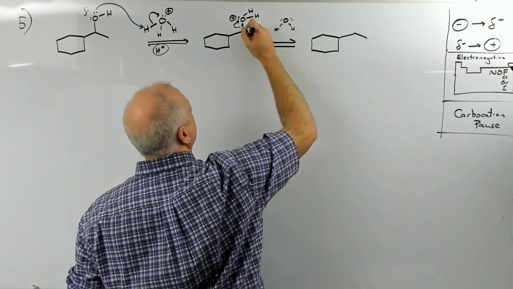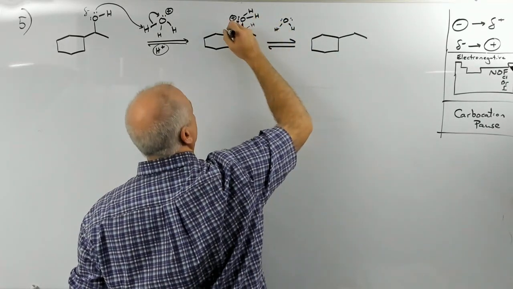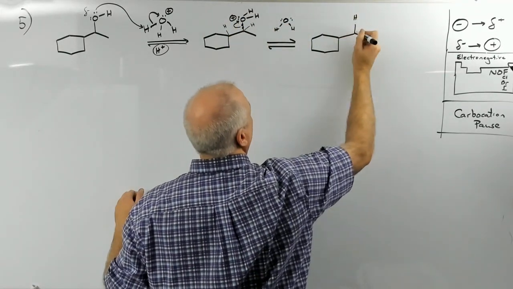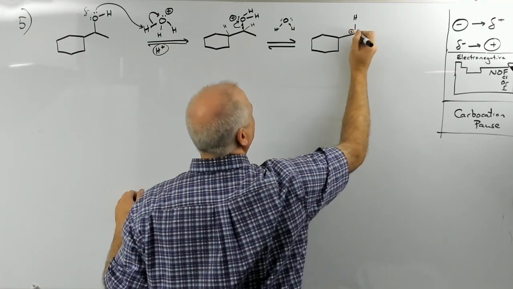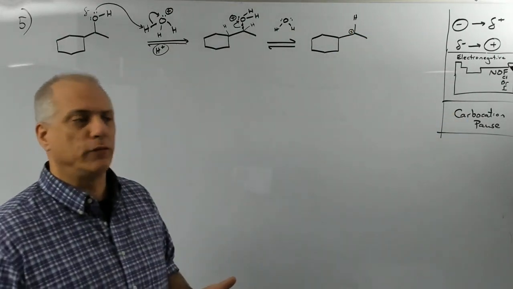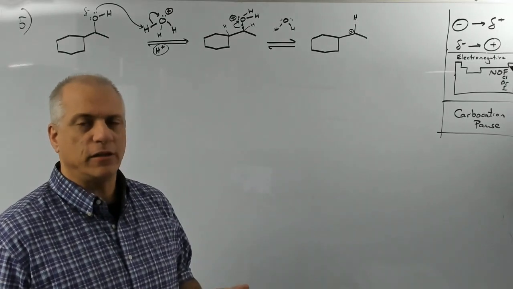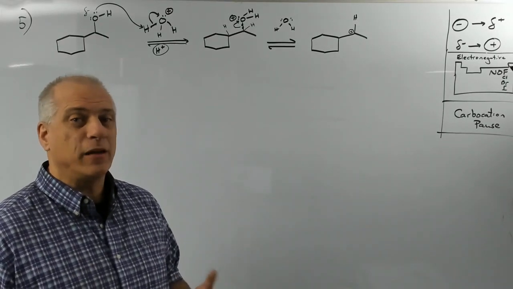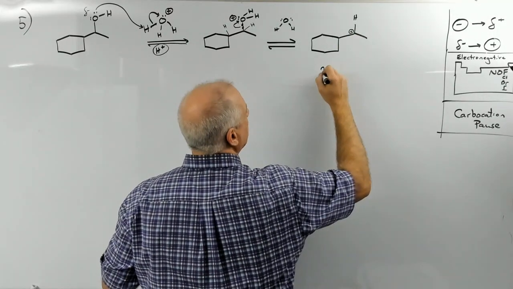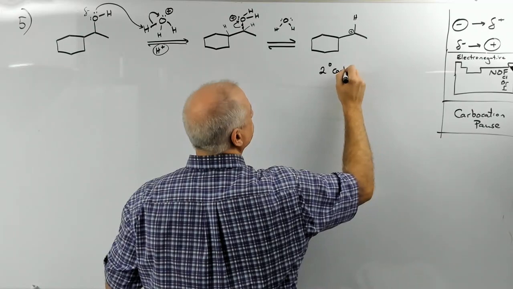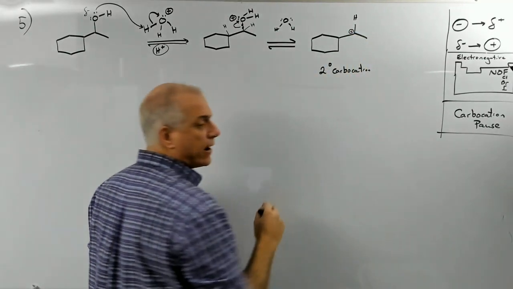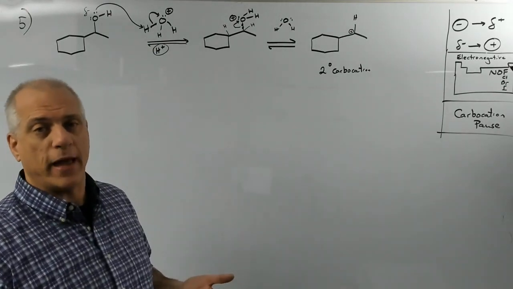Now, I want to remind you, there is a hydrogen here. There is a hydrogen over there. So now we are going to have a carbocation right there. Whenever there's a carbocation, you always pause and ask yourself, what type of carbocation is it? And is there a way to make it more stable intramolecularly? This is a secondary carbocation.